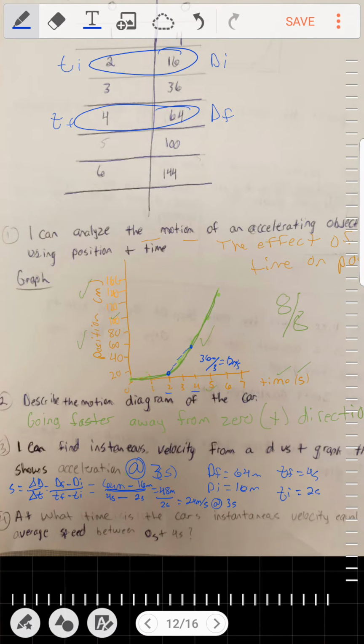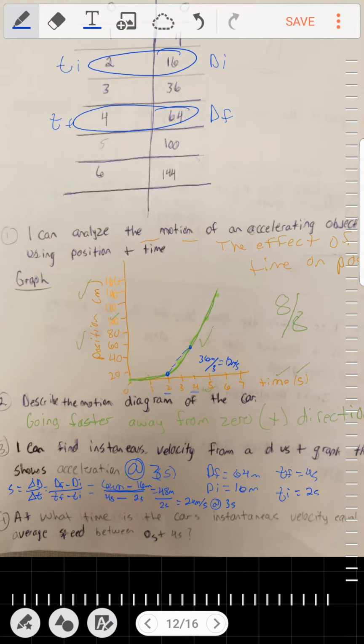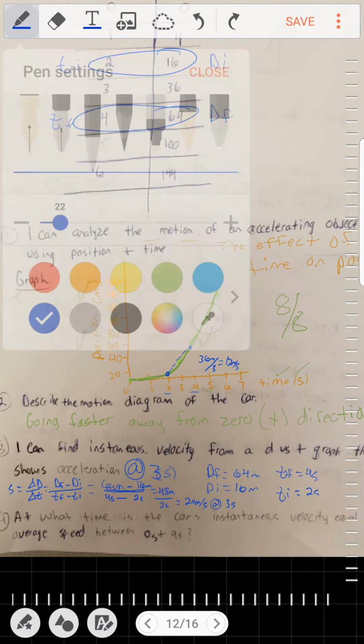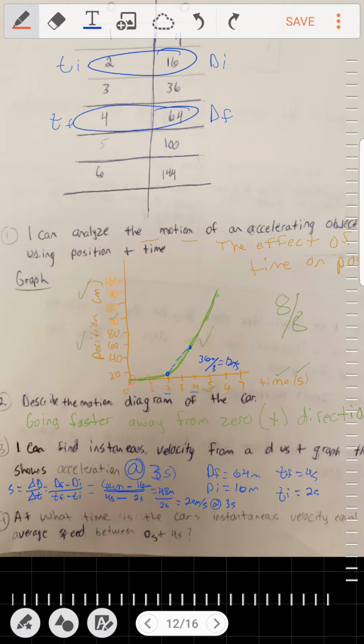Read number 4. At what time is the car's instantaneous velocity equal to the average speed between 0 and 4? Well, what is 0 and 4 in between? What's the middle point? Well, that'd be 2 seconds. Again, so 0 here. Let's use red. So if I'm trying to find the average speed between 0 and 4, remember that's going to be 64.